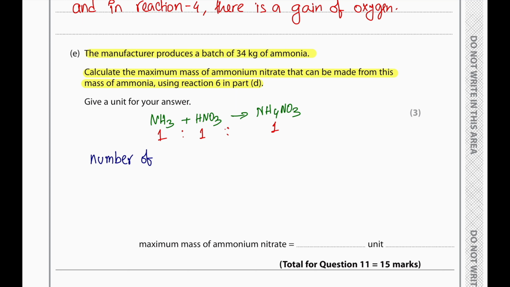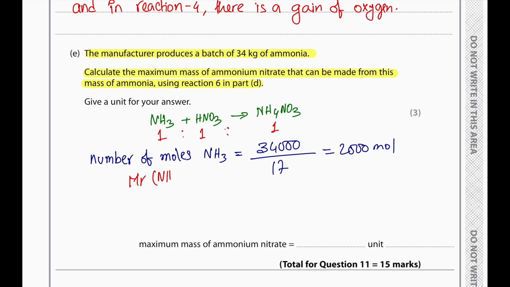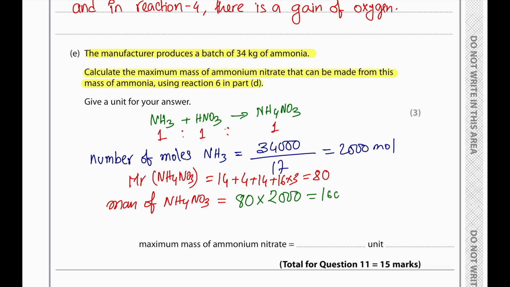Then we will find out the number of moles of ammonia. So we have 34,000 grams of ammonia. We'll divide it by 17, which is the Mr of ammonia, and the answer is 2000 moles. Then we're going to find out the Mr of ammonium nitrate, which is 80. Then we're going to find out the mass of ammonium nitrate by multiplying the 80 with 2000, which will give us 160,000 grams, or 160 kilograms, of ammonium nitrate.